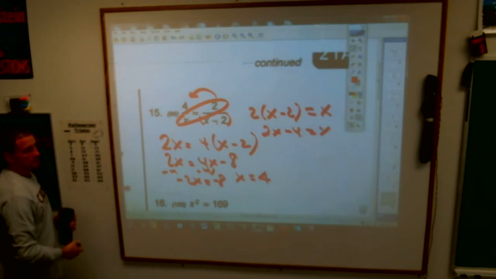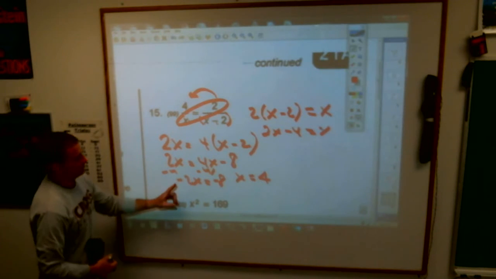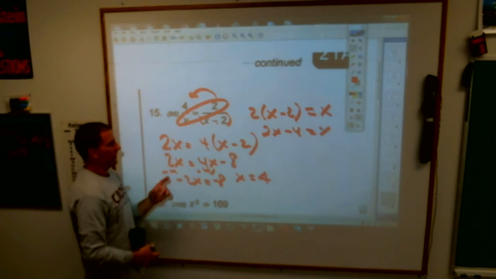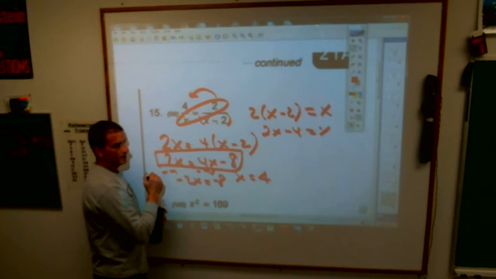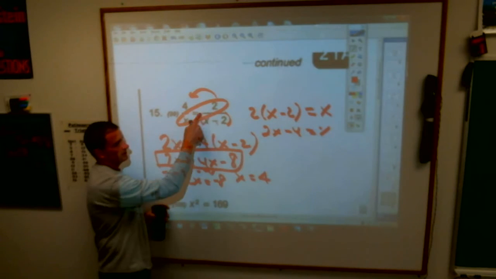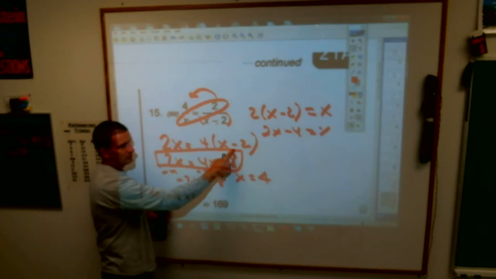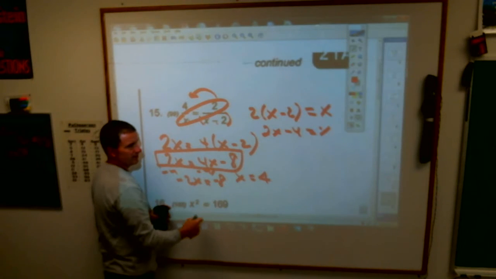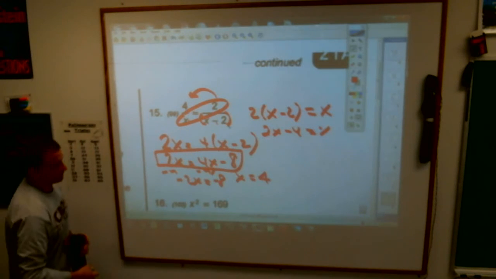Did you get the right answer? Did you get 2x equals 4x minus 8? Did you multiply x times 2 to get 2x? Did you multiply 4 times x minus 2? You get 4x minus 8? Yeah, so you have to make sure this is one whole quantity.